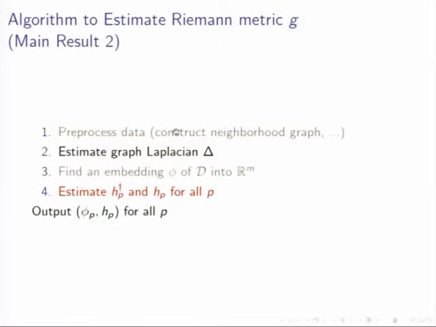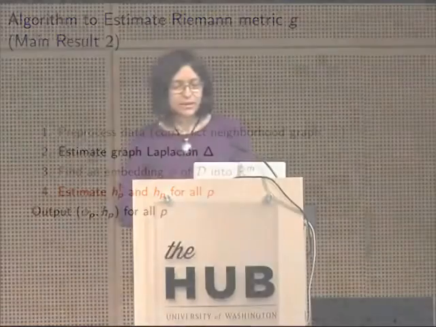The first step is common to every embedding algorithm. We pre-process the data, and I will say a little more about it later. The third step is also common to all algorithms, is the embedding itself. The middle step happens in some algorithms. It's the estimation of the graph Laplacian. And the last step is just applying the formula that you saw to estimate the graph Laplacian in the coordinates. And then we output for every point the coordinate and the distortion.